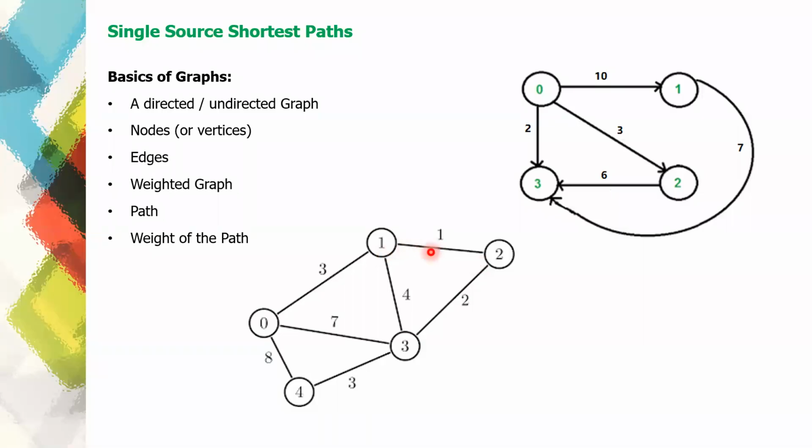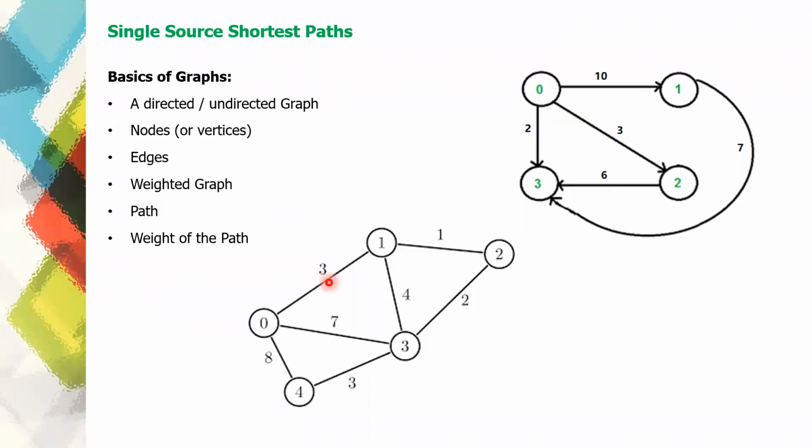And if each of these edges is given a cost, then it's called a weighted graph, where every link in the graph will be given a weight. Then a path is the traversal of links through which you can reach from one node to the other node. It can be either direct or indirect.